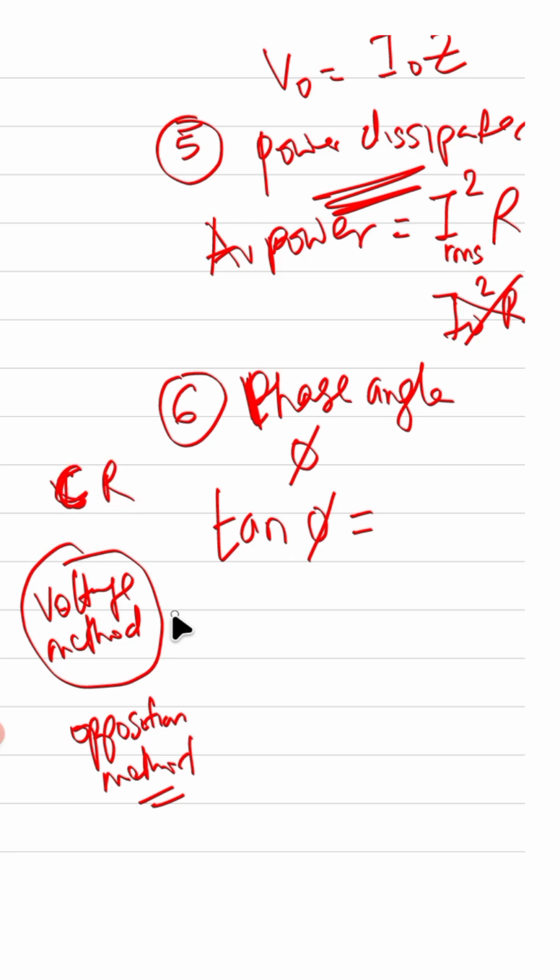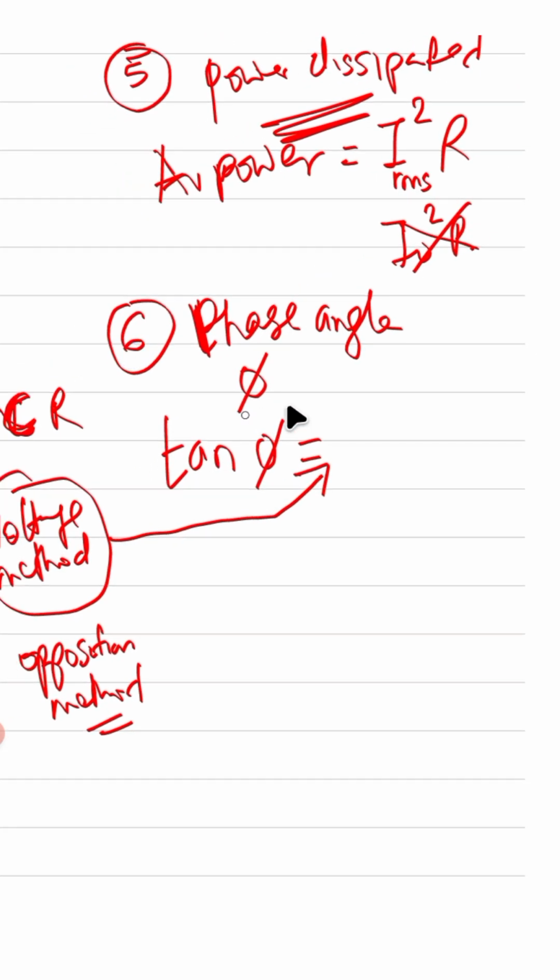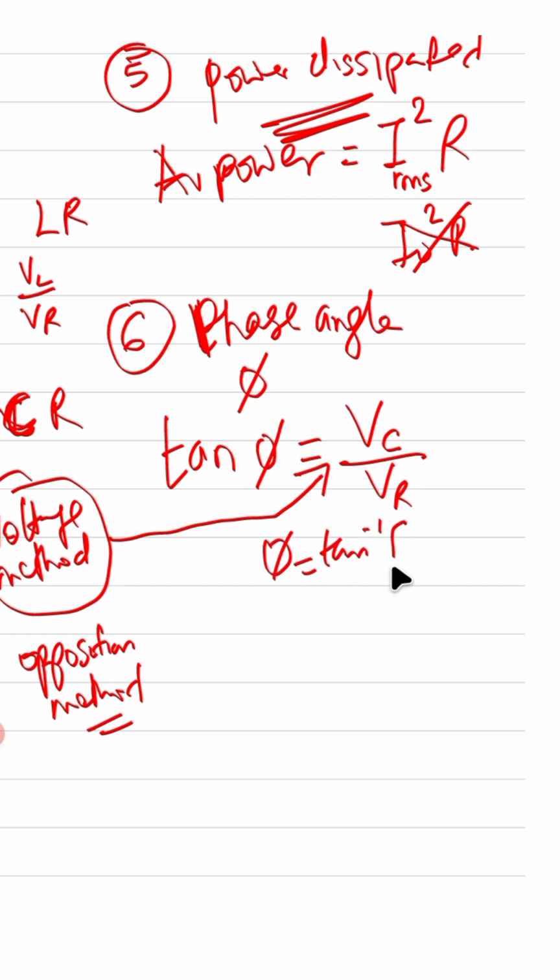If you're using the voltage method, the formula for tan phi, this phase angle, make sure you always put the resistor under. So that will be VC over VR. Assuming I was doing L and R now, it will be VL over VR. The R must always be under. That is tan phi. So phi will now be tan inverse of VC over VR. Then you can work that one out.